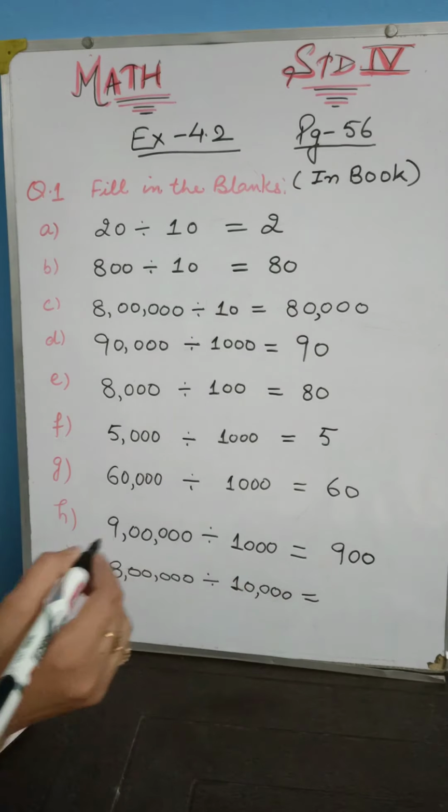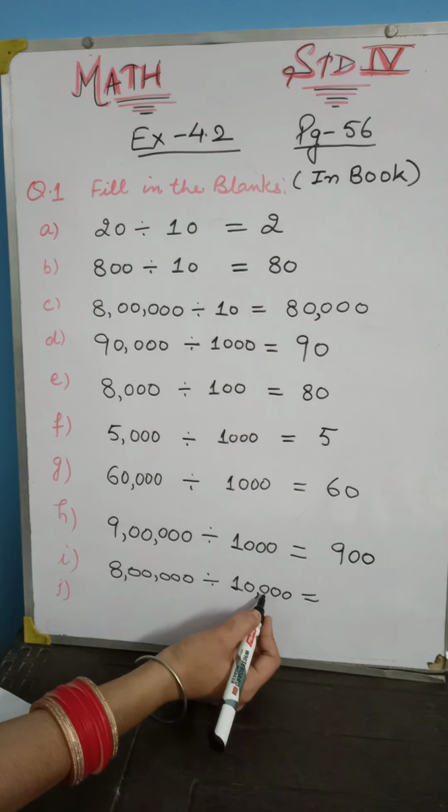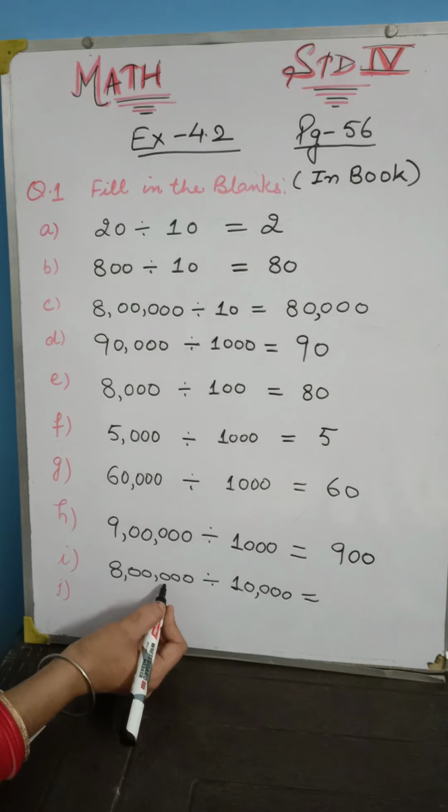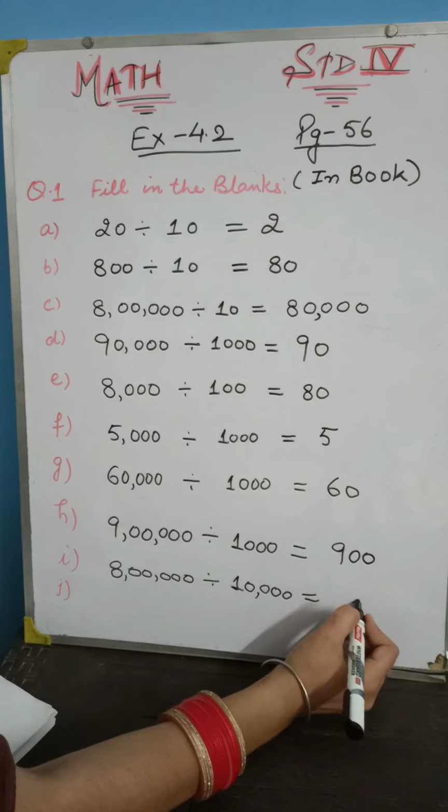Make sure you are observing and writing your statement carefully from the book in your exams. How many zeros are there? 1, 2, 3, 4. 4 zeros are there. 1, 2, 3, 4 are cancelled out. What is left? 80.